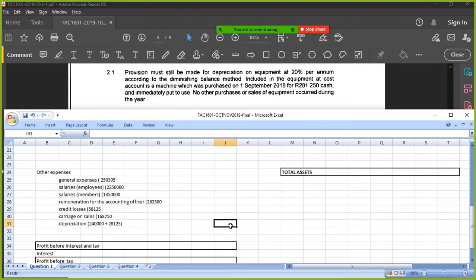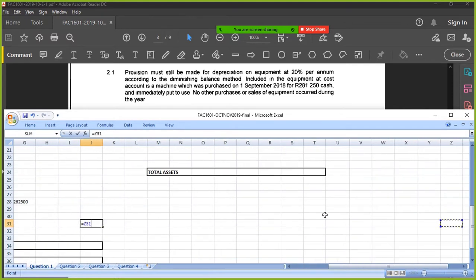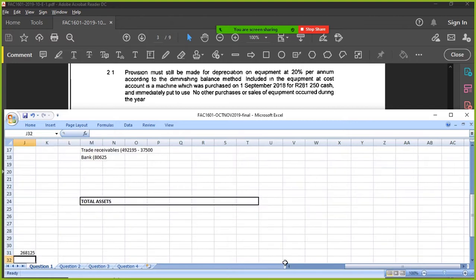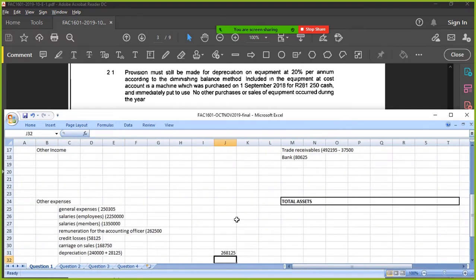I hope that's correct. Just double check. 28,125, perfect. Okay, did you get the same thing? What did you get? 268125. I got 269325.